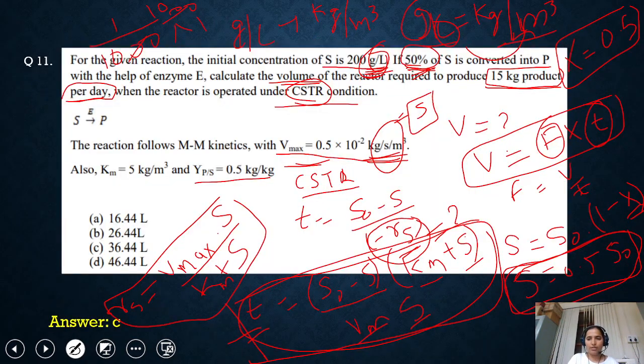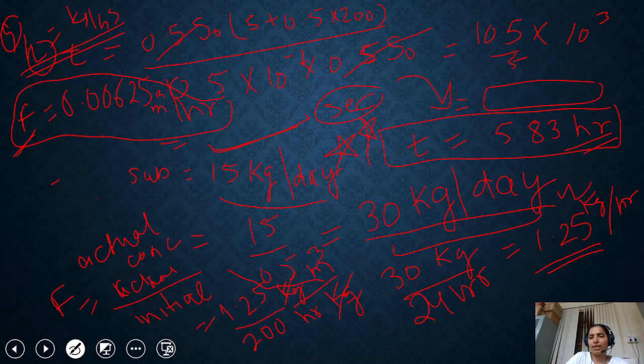Now let's go back to the question. What are we finding in this question? We have to calculate the volume. And how can we calculate the volume? Flow rate into time. Now we have both the things. First we calculated the time by using this Michaelis-Menten equation and this CSTR equation, because this is only used in case of CSTR. When it is converted into batch, then this time period will change and it will change the whole equation.